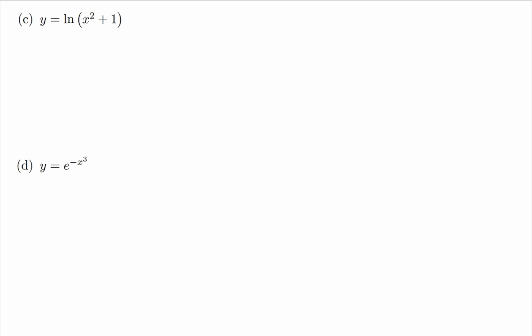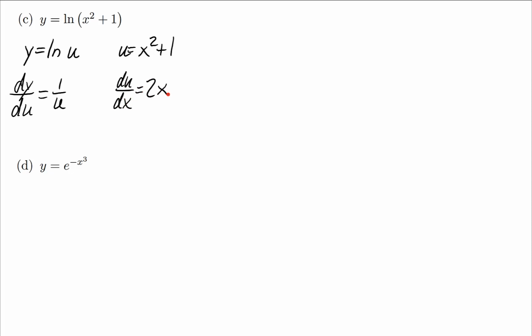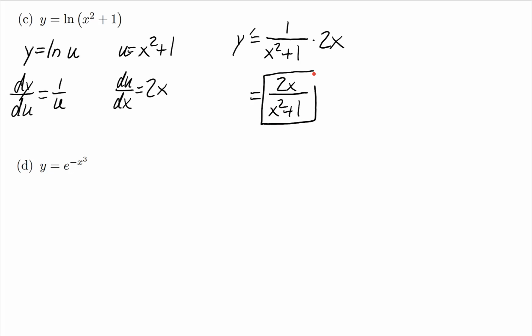The next one is a log setup. So remember, a good choice for the inside in your log setup is whatever's in the parentheses. I'll just say natural log of u, and u would then be x squared plus 1. So we'll take the derivative of the outside as dy by du, that's 1 over u, and the derivative of the inside would be du by dx, which would be 2x. Same thing. The derivative of the outside, 1 over u, let's write it as 1 over x squared plus 1, times the derivative of the inside was the 2x, and I might write this one as 2x over x squared plus 1.